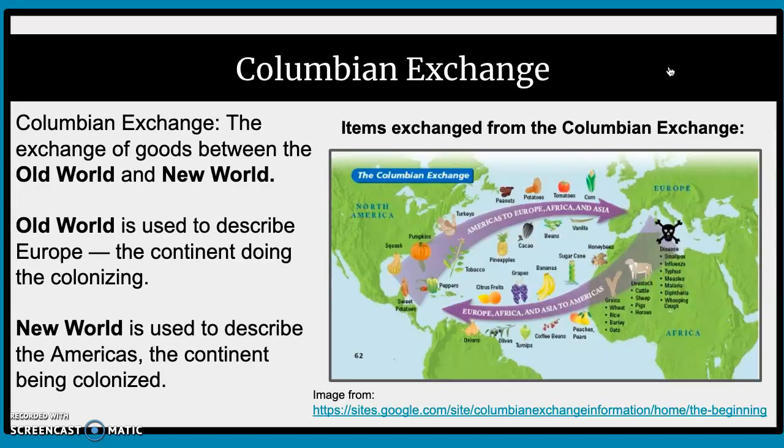Columbian Exchange. The Columbian Exchange is the exchange of goods between the Old World and New World. Old World is used to describe Europe, the continent doing the colonizing. New World is used to describe the Americas, the continent being colonized.